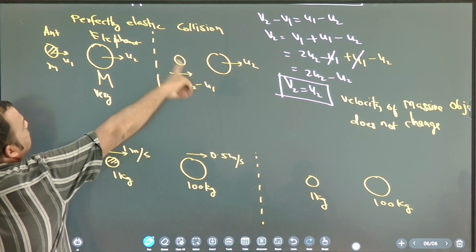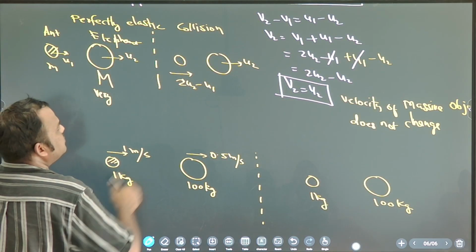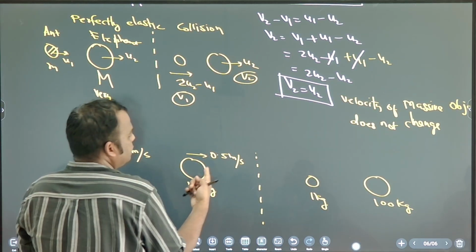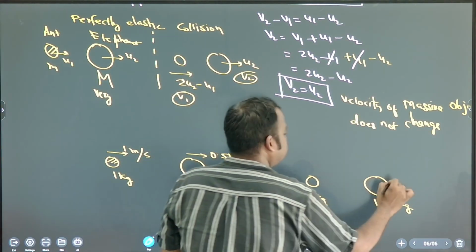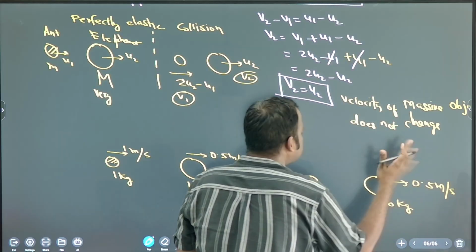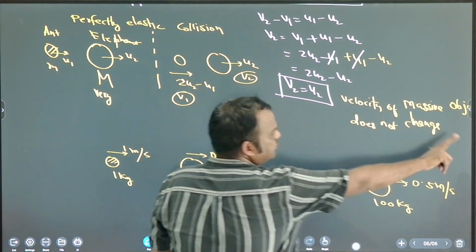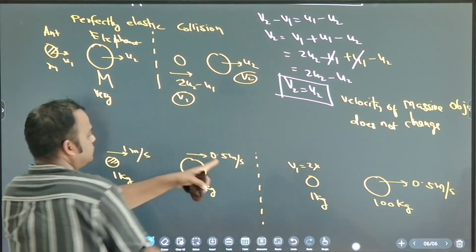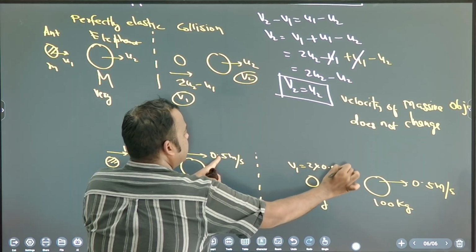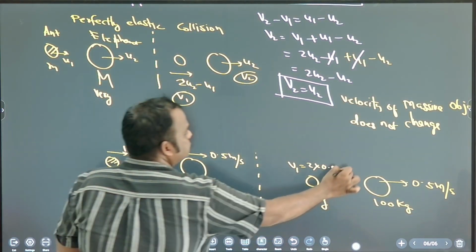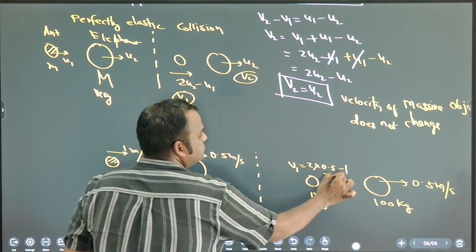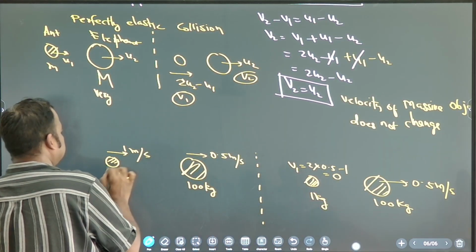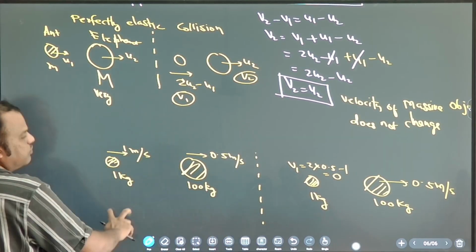What is the direct formula? 2U2 minus U1. This is V1 and this is V2. V2, U2, same. So what is V2? 0.5. Good. So the massive object's velocity does not change. Now calculate V1: 2U2 minus U1. So what is the answer? 0. So it will come to rest. Okay, clear? One more example.